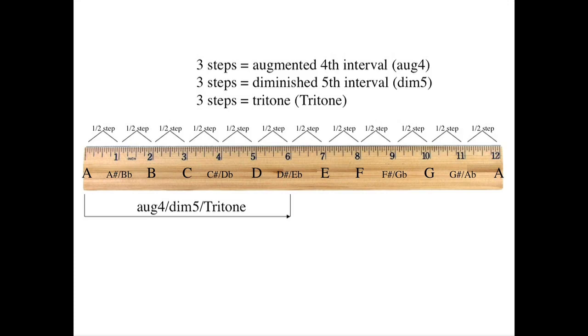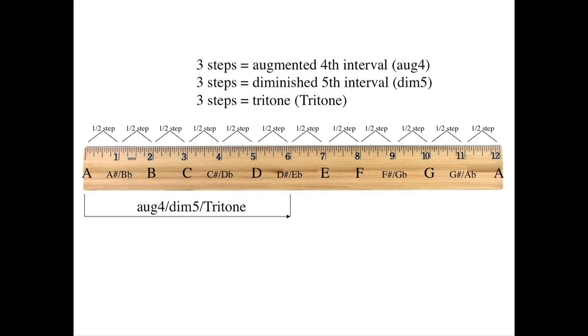Now, you see, if we start with A, this thing goes up to D sharp or E flat. If we go from A to D sharp, that's an augmented fourth. If we go from A to E flat, that's a diminished fifth. And either one of those could be called a tritone as well.